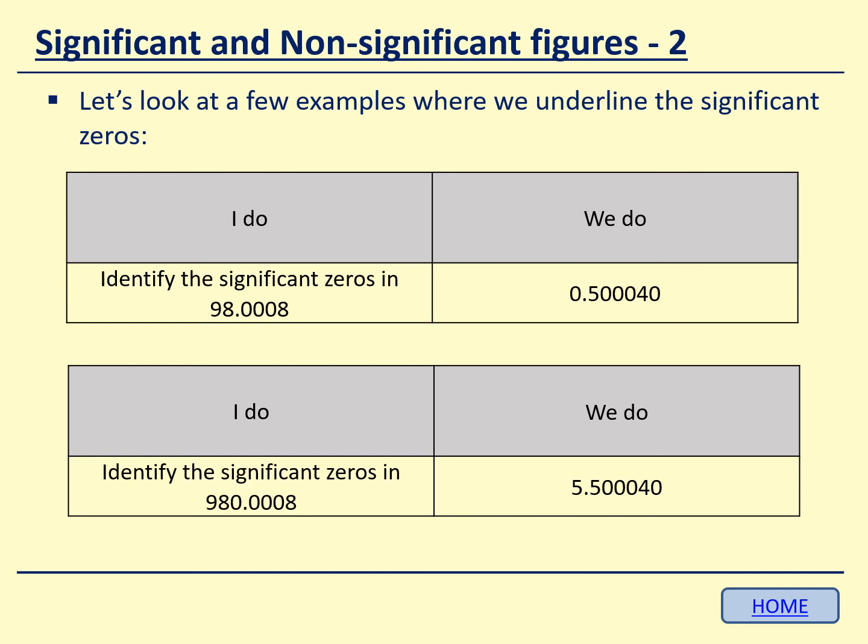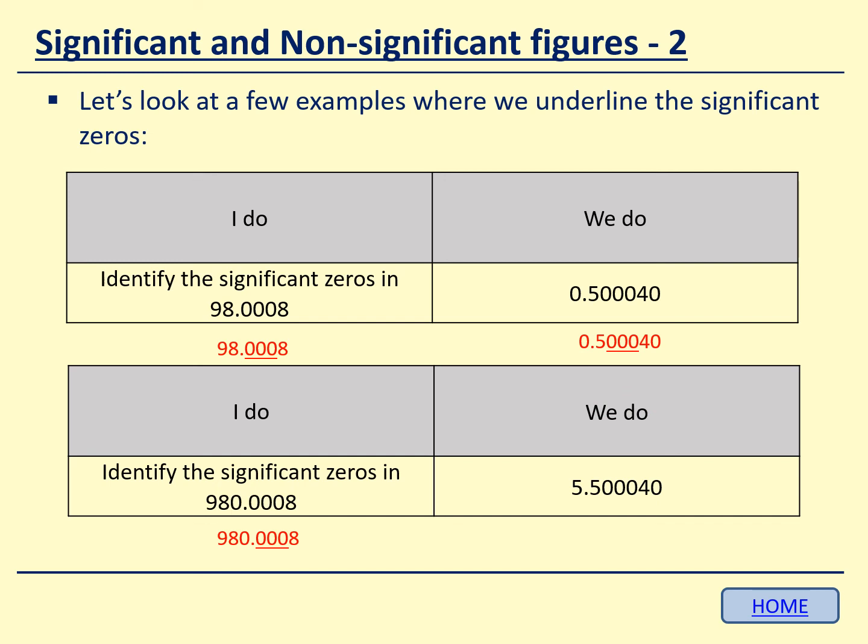I'm going to identify the significant zeros in 98.0008. If I was to round to three significant figures or two significant figures, those three zeros would be significant. Again, I'm going to identify the significant figures in the next number, 980.0008, and it's the three zeros after the point that are significant. So you're going to do the next two questions, the two we do's. Pause the video and then come back when you've got the answer.